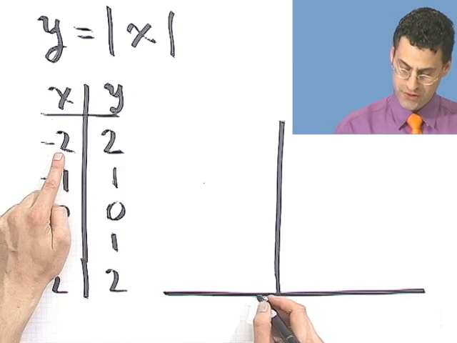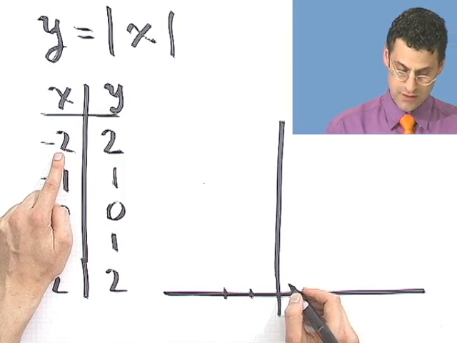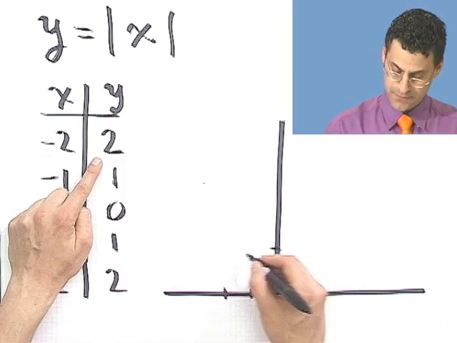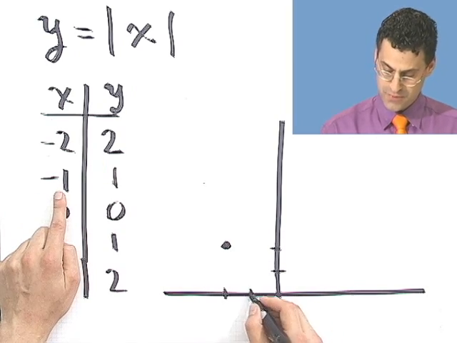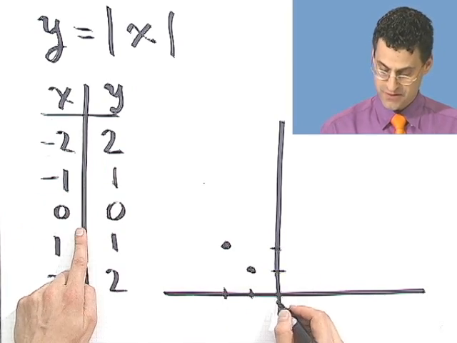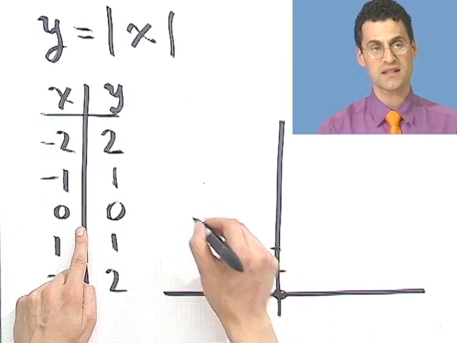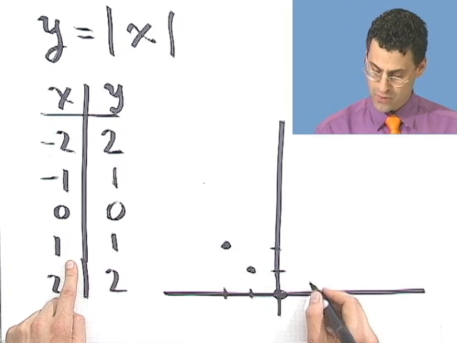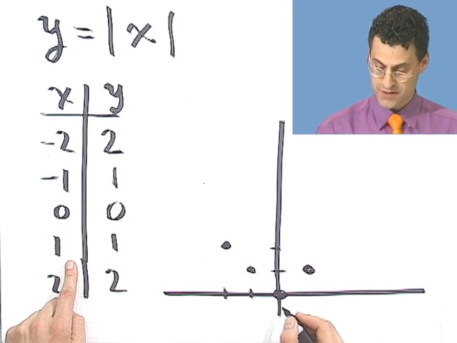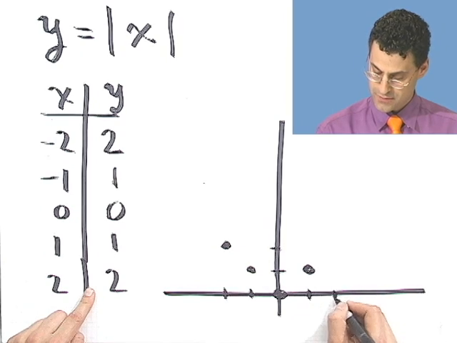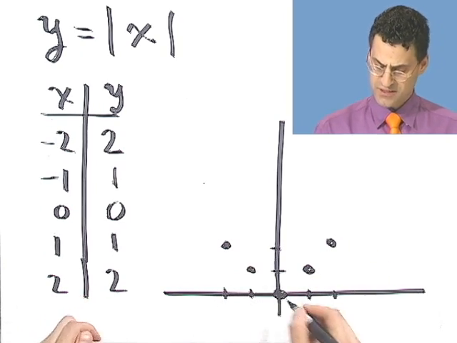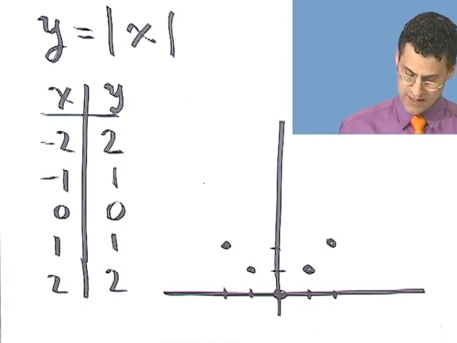What does this look like? Minus 2, 1, 2. And I go up 2, 1, 2. Minus 1, 1. And 0, 0. Looks like a nice straight line, doesn't it? But let's see what happens now. 1, 1. Uh-oh. So much for the straight line, 2, 2. So it looks like almost sort of a parabola-like thing, but in fact it's not.